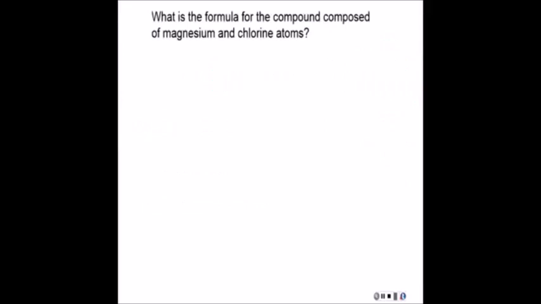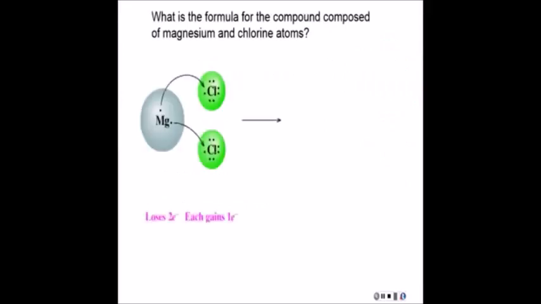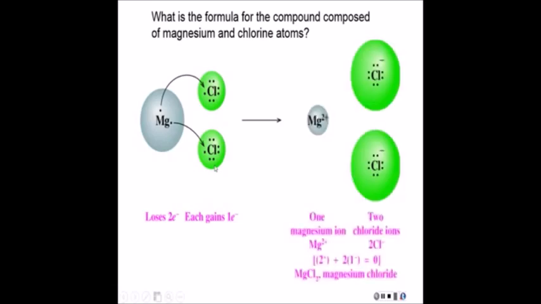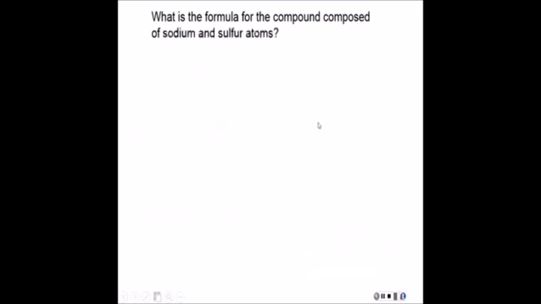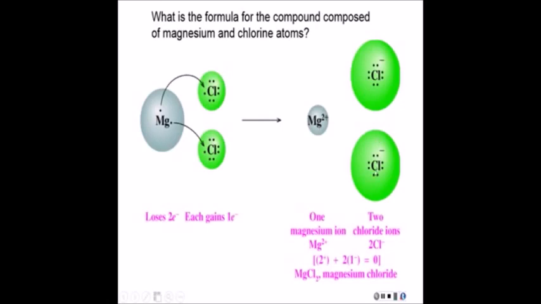All right, so let's look at another one. What about for magnesium and chlorine? So here we have a magnesium atom with 2 valence electrons, and we have 2 chlorine atoms, each with 7 valence electrons. So we're going to have the ratio 1 to 2 here, because magnesium atoms must lose those 2 electrons. And chlorine atoms will only gain 1, so it's going to take 2 chlorine atoms to gain those 2 electrons. And so then we wind up with 1 magnesium ion and 2 chloride ions.